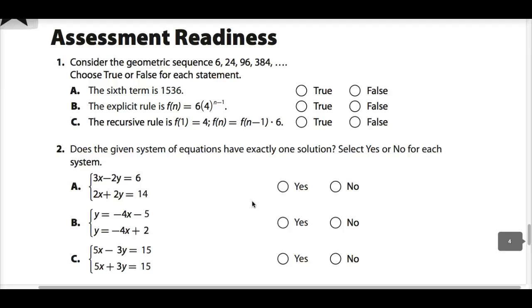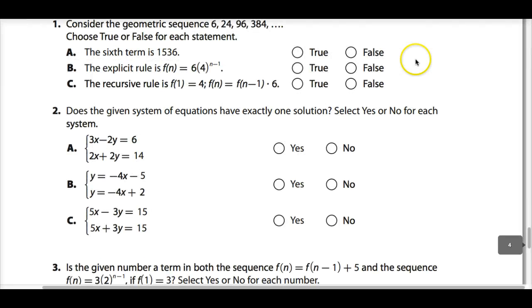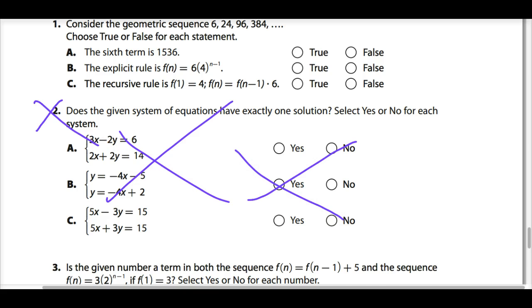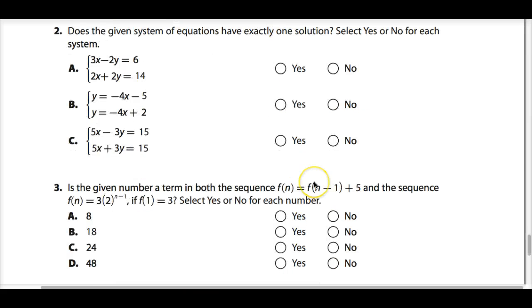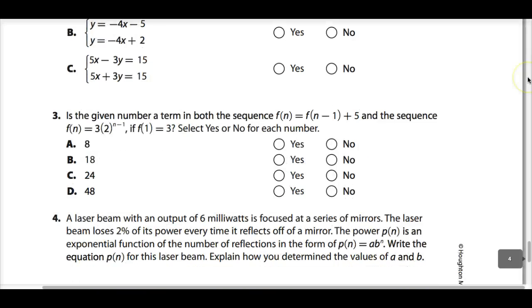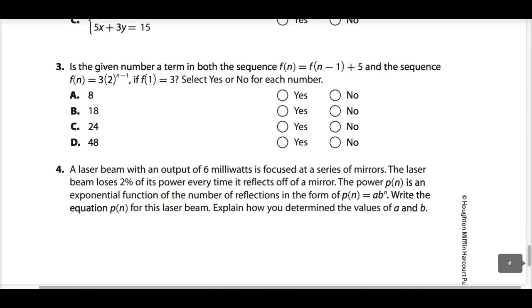Now, assessment readiness, I'm not going to go over this. Just know that you do not have to do number 2. Okay, no, you don't have to do number 2. And then you don't have to worry about number 3 either. Okay? But number 4, I want you to work on this.